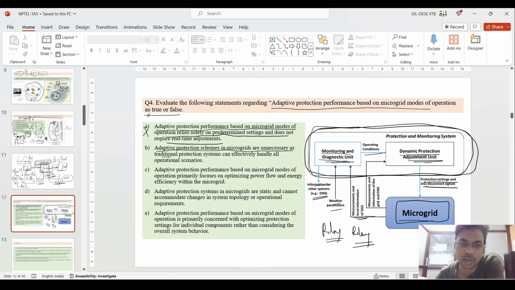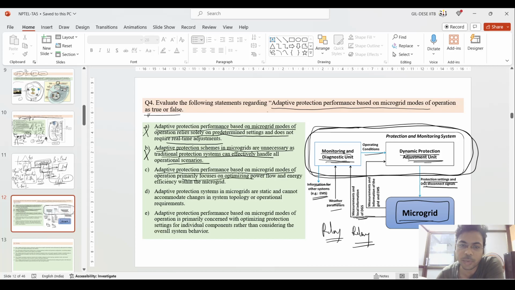Coming to the second statement, that adaptive protection schemes in microgrids are unnecessary as traditional protection schemes effectively handle this operating scenario. That is also false, because we need an advanced digital communication system to automatically optimize the relay settings in real time itself.